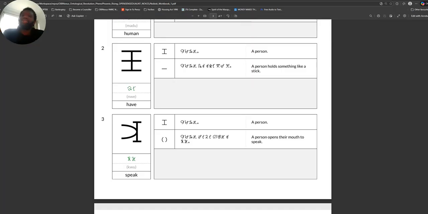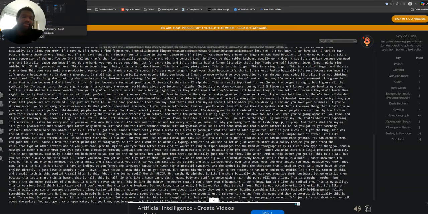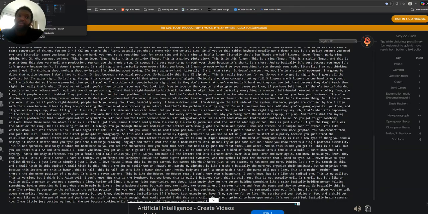See, you have fire hitting the surface and you're burning some food, and a child puts his hand, like me, in the pot of meat, and that surface is not thick enough. What would you do? I did this as a child. Basically, why is it not optional to have open motor? It's because I have to justify. Basically, brain research too. I was literally just putting my hand in the pot because I was cooking when I was 5 years old. I had to pour hot water, and I normally just pour hot water, check over it with my hand, because I love to touch stuff.